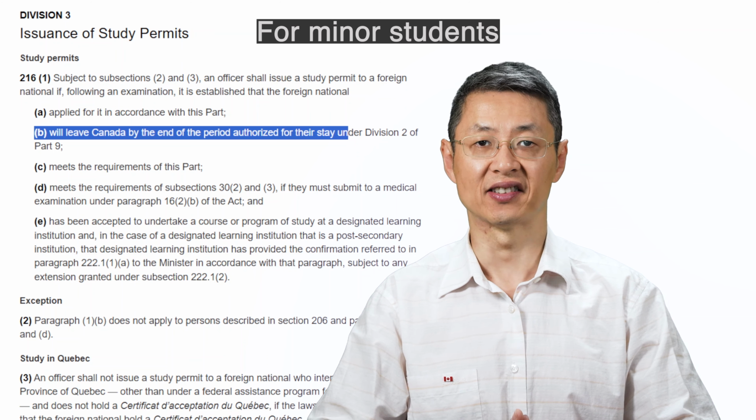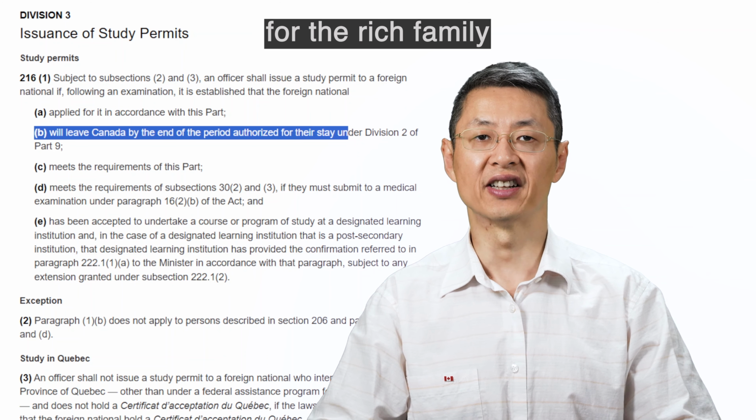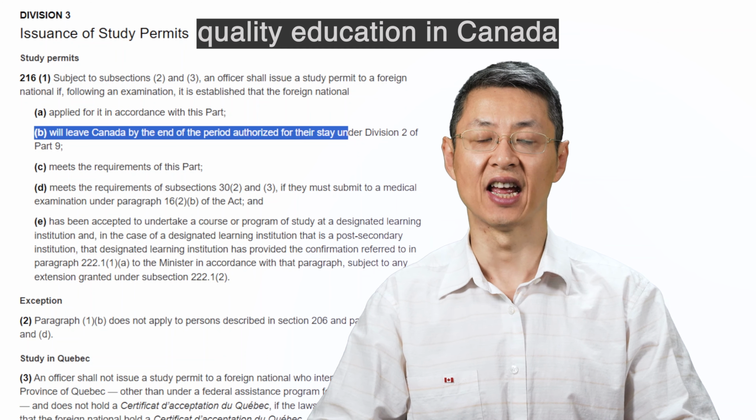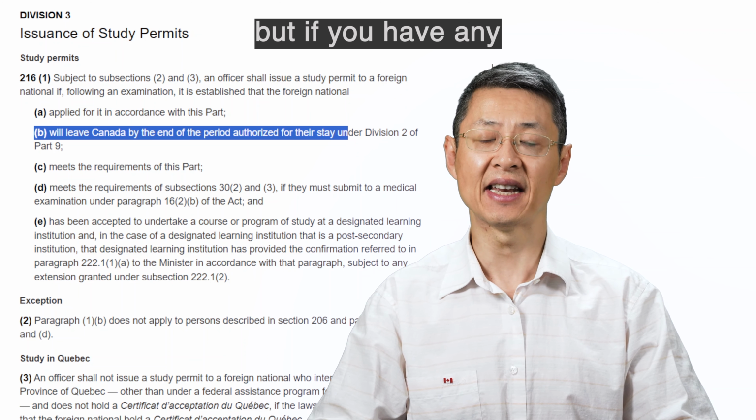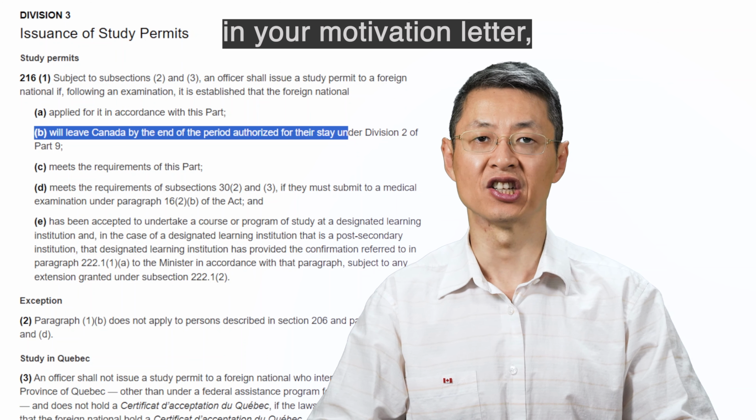For minor students or fresh high school graduates, you need to focus more on your funds, because you will likely need to study for a longer time than adult students, which will require more money to support your study in Canada. And I will talk about this requirement later in more detail. As to the motivation for these minor students or fresh high school graduates, it's naturally reasonable for a rich family to pursue high-quality education in Canada for their children. But if you have any specific family reason, please do include it in your motivation letter. So this is how you can satisfy the officer that you will leave Canada by the end of the authorized stay. The next one is C.